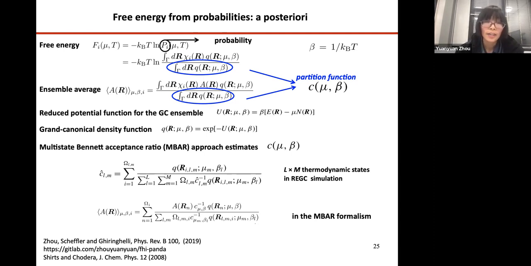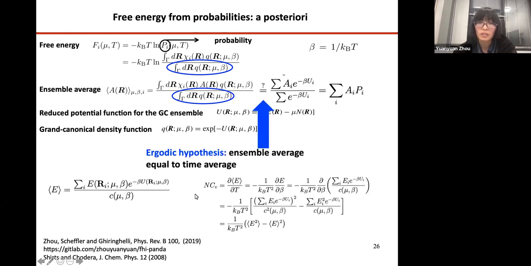And with the reduced potential function, we can have the Grand-Canonical density function, and the Q is in this Boltzmann factor of the reduced potential function. And MBAR will use all the data sampled in the IGC, different thermodynamic states, different configurations to estimate the partition function here. And with this partition function, we can get the ensemble average.